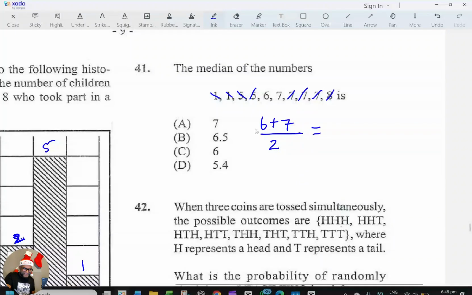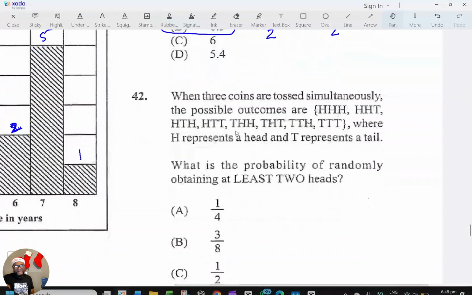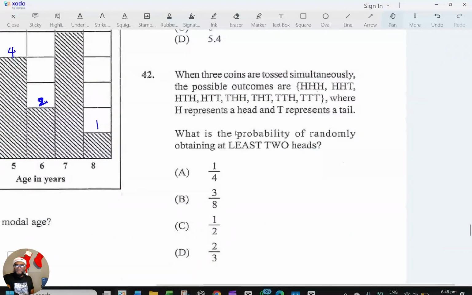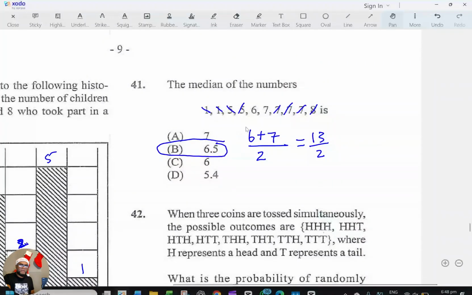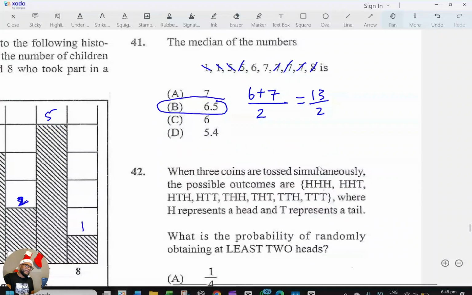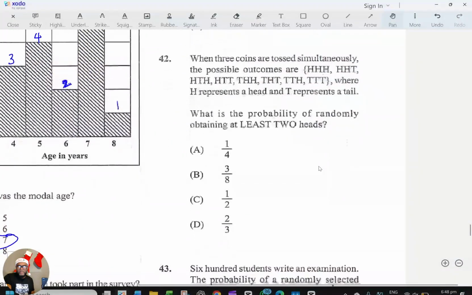6 plus 7 will be what? 6 plus 7 is 13. 13 divided by 2 will be 6.5, 6 and a half. What's the answer? 6.5. Yeah, you have to add 6 and 7. You get 13. 13 divided by 2 will be 6 and a half, or 6.5.